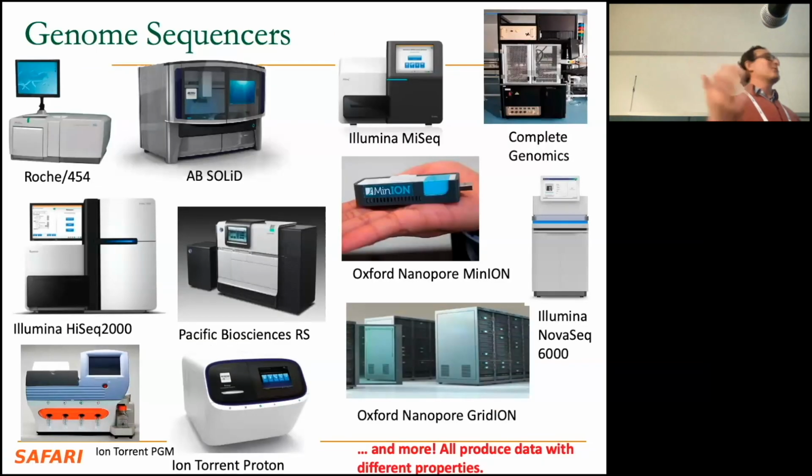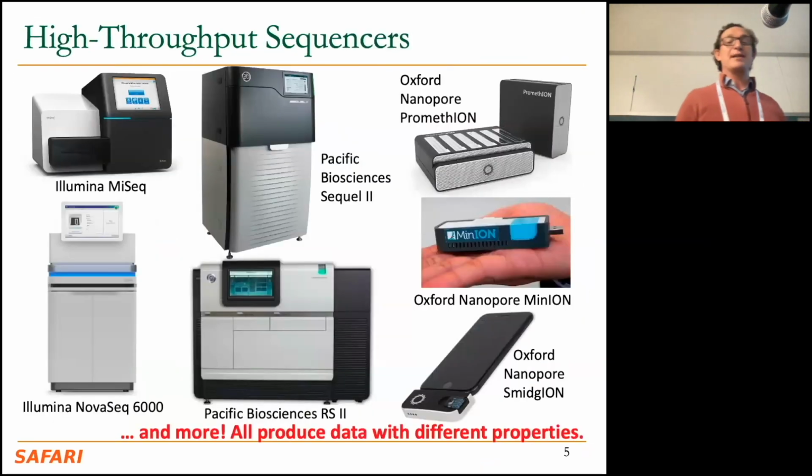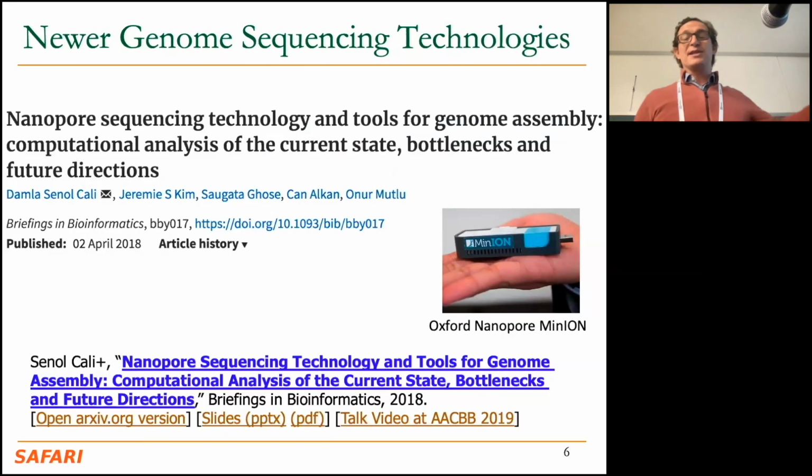But there are other genome sequencers that also exist. This is just one example, a set of examples. They all produce data with different properties, and more high throughput sequencers have been developed. This is the nanopore sequencing technology that we're going to focus more on because it generates a lot of data very, very quickly. And a lot of these were shipped all over the world to sequence the COVID-19 RNA, and they're still being used for that.